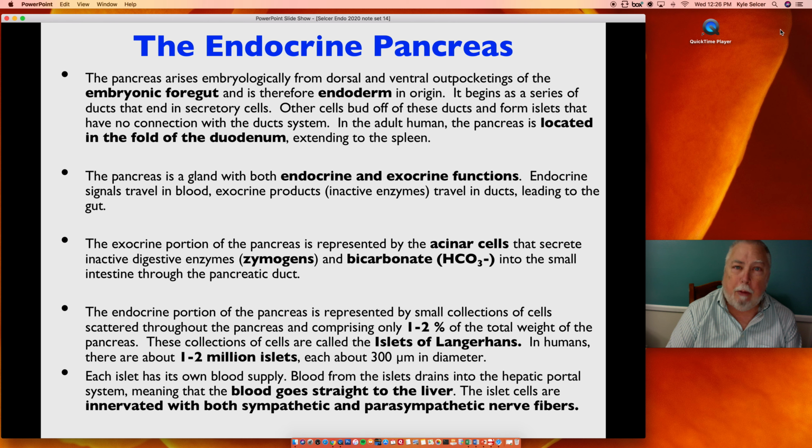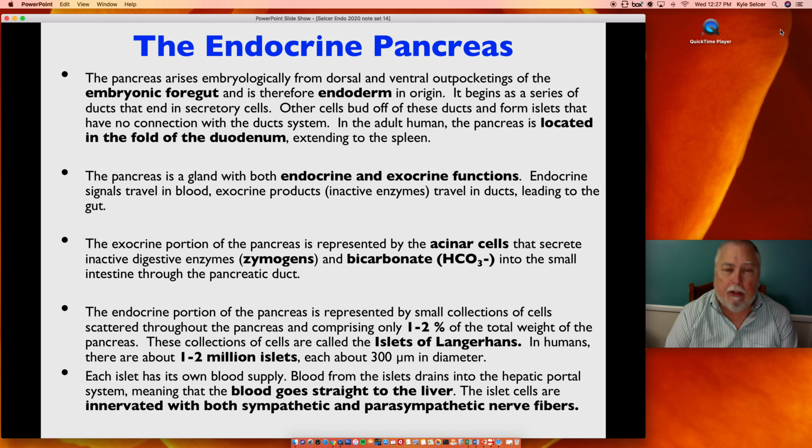Endocrine signals travel in the blood. That's why they're called endocrine. Exocrine products, which are usually inactive enzymes, travel in those ducts, and those ducts lead to the gut, so you can do digestion with those enzymes. The exocrine portion of the pancreas is represented by cells that are called acinar cells, and these secrete inactive digestive enzymes, which we call zymogens, and also secrete bicarbonate into the small intestine through the pancreatic duct. The bicarbonate is to neutralize the stomach acid that was produced earlier under gastrin and other control.